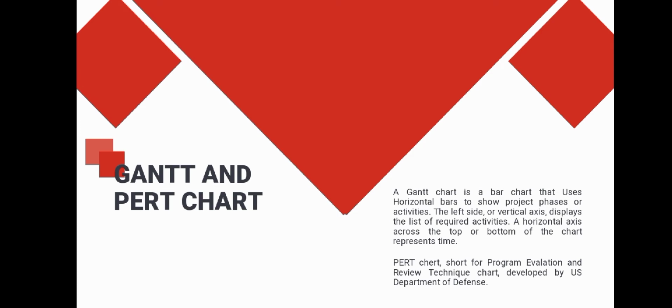Gantt and PERT charts. A Gantt chart is a chart that uses horizontal bars to show project phases or activities. The left side or vertical axis displays the list of required activities. A horizontal axis across the top or bottom of the chart represents time. PERT chart, short for Program Evaluation and Review Technique chart, was developed by the US Department of Defense.